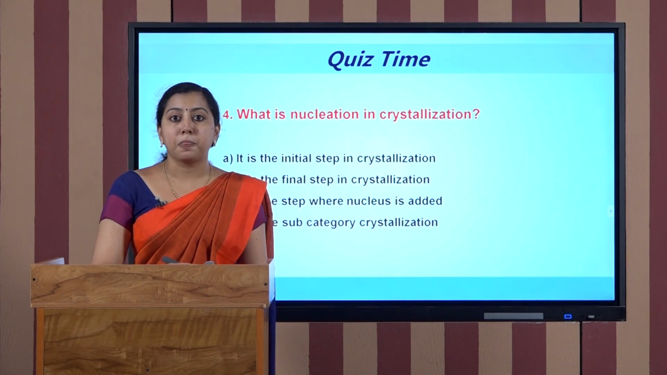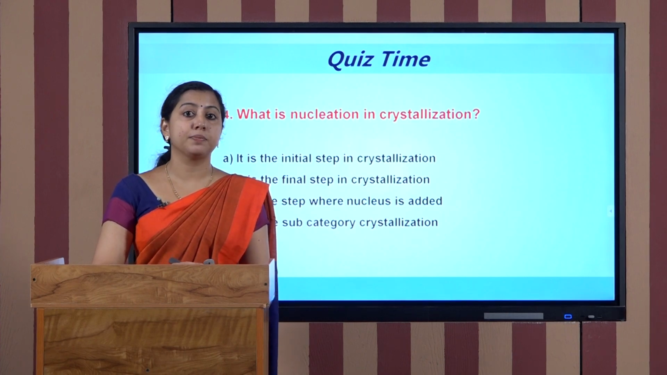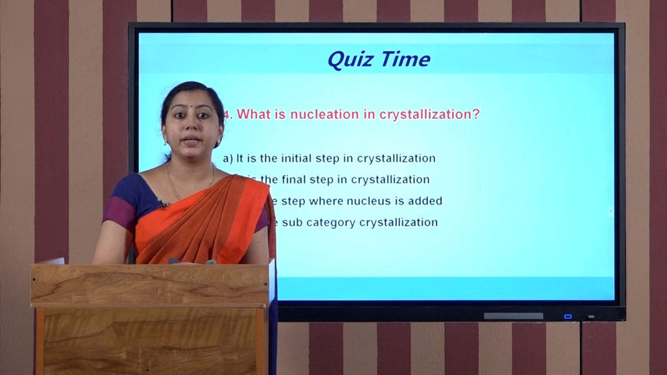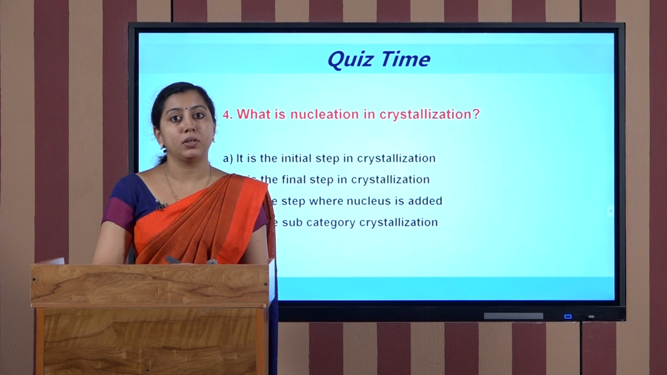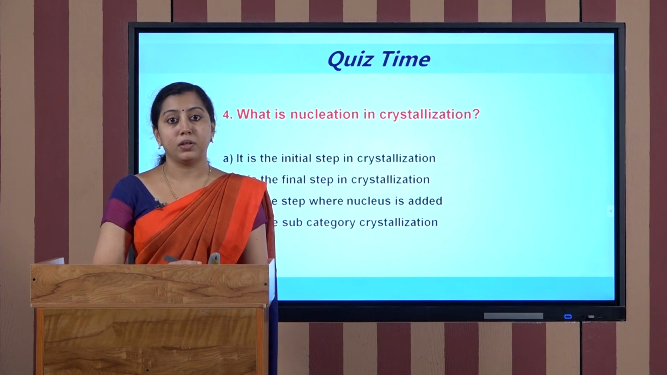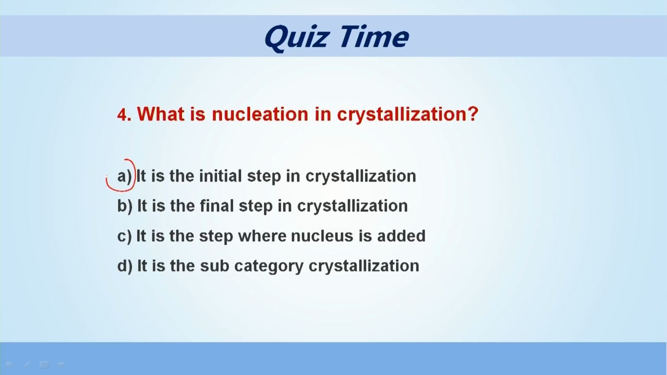We have seen that the crystallization process proceeds via two stages. The first stage is nucleation, followed by the second stage, which is crystal growth. And nucleation is nothing but tiny ordered arrangement of atoms to form nuclei. So, among these options, the correct answer is option A, it is the initial step in crystallization. Nucleation is nothing but the birth of crystals, and it is the first step in crystallization.